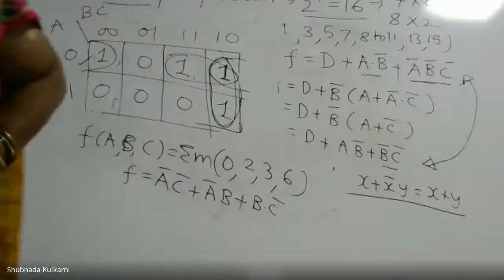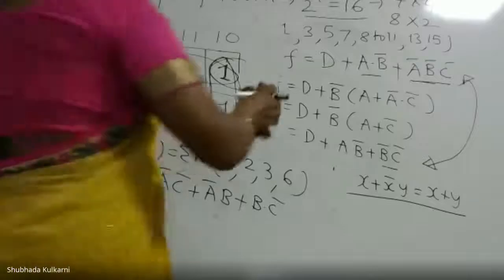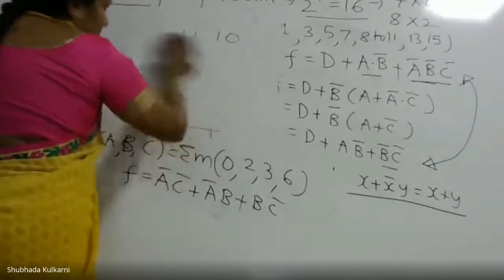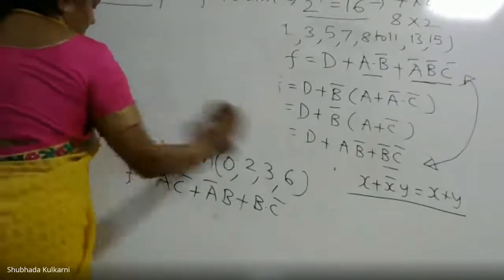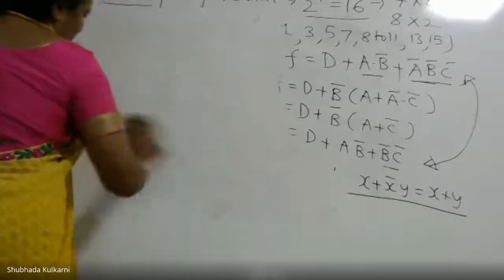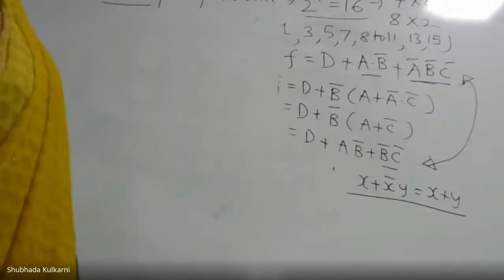Ma'am, how to do NAND realization for that expression? NAND realization. Okay. For that, whether it is a K-map simplification or any other simplification, the procedure remains the same. For NAND realization, you should get the expression in the form of NAND. The doubt by one of your friends is NAND realization.